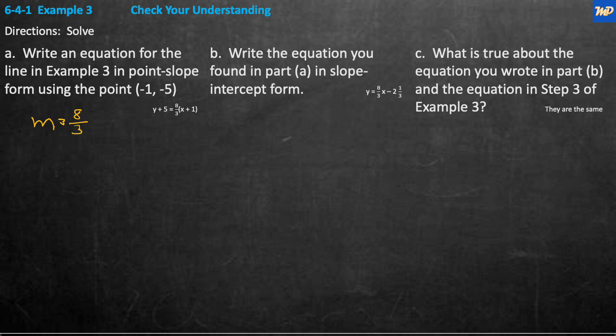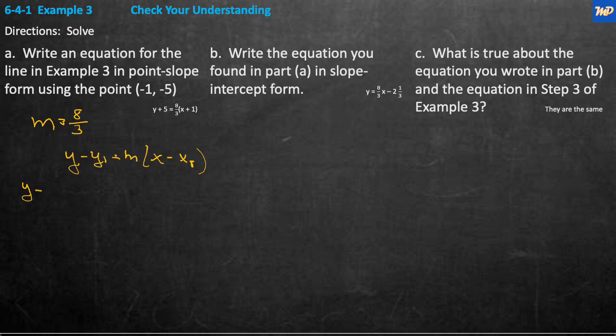They want us to now use the point-slope form. Last time they said use the point (2, 3), right? Now they want us to use the point (-1, -5). Let's try it. So I'm going to write down here, I have the slope. I'm going to say y minus y1 is equal to m times x minus x sub 1, right? That's the equation we're going to deal with. So we're going to fill it in.